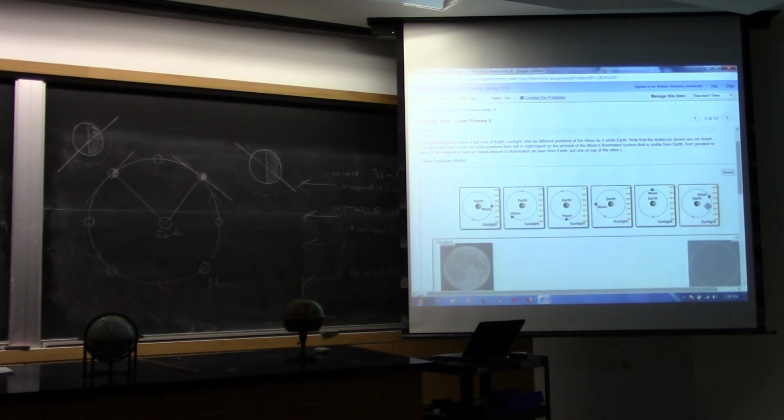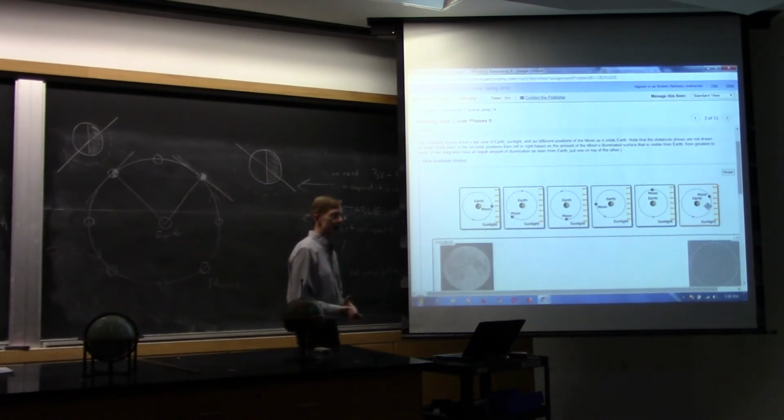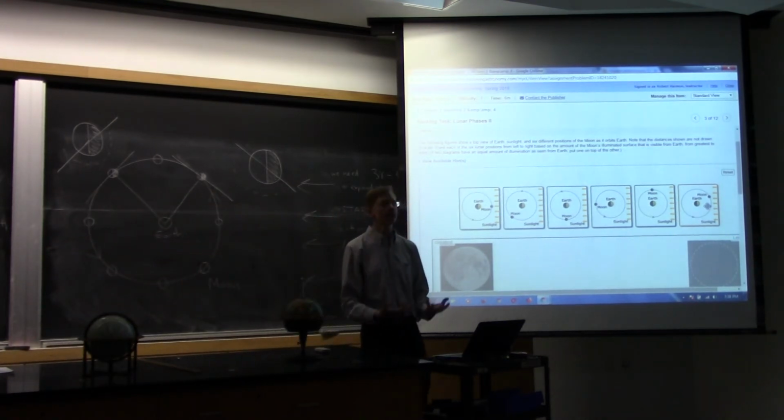That's why we always see the same face of the moon, because its orbital period and its rotation period are the same as one another. The time it takes to orbit us once and the time it takes to spin once on its own axis are the same.